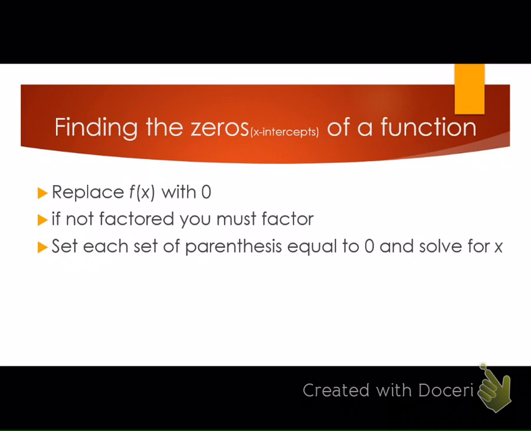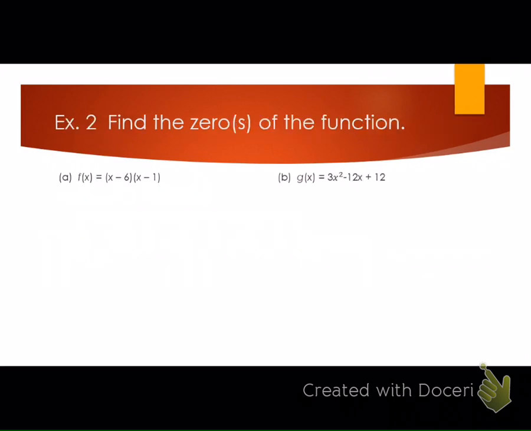Now here's the good news. This is not new to you. The only thing that's new to you is step number 1. You have to make f of x equal 0. Okay, you're replacing f of x with 0. Then, if the problem is not factored, you have to factor it. Then you have to set each set of parentheses equal to 0 and solve for x. Guess what? You did that on your test a week ago. So the only new thing that you are learning is replacing the f of x with a 0.